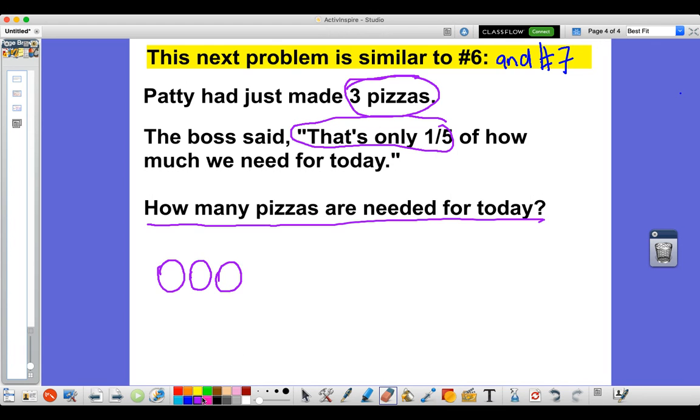Oh, whoa. What they're saying is that 3 pizzas is the same as 1/5. How do I show that? Well, all right, here's my 3 pizzas. And those 3 pizzas is the same thing as 1/5. Okay. So notice that I just put these 3 pizzas in a box. But wait, how do I show 1/5? Well, watch this.